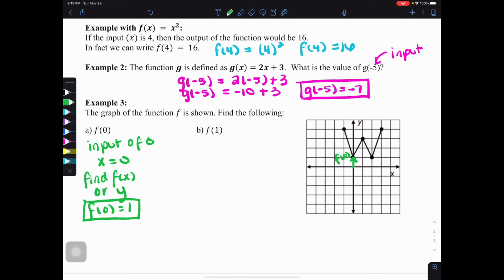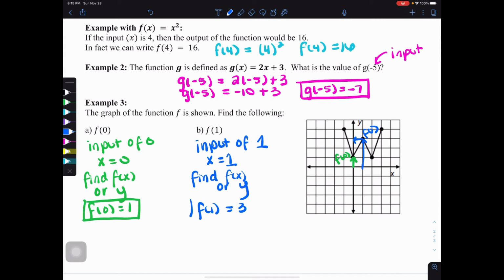If I do f of 1, that means I have an input of 1, which means my x value is a 1, which means I need to find f of x, or what we traditionally know as y. So I'm going to find my x value of 1, which is right here. I'm going to find out what the y value is at that time. It is a 3. So this is f of 1, which means that f of 1 is equal to 3.